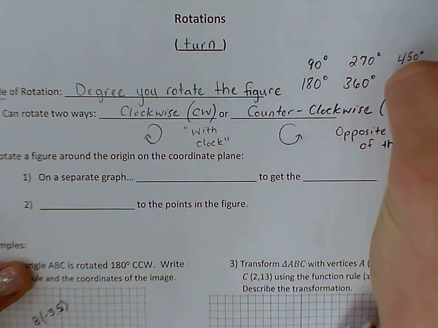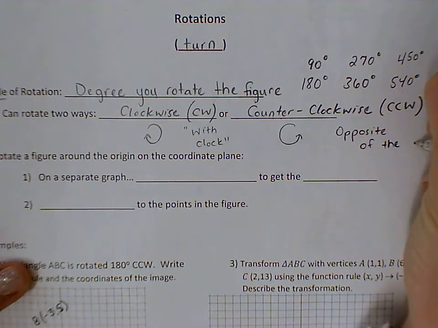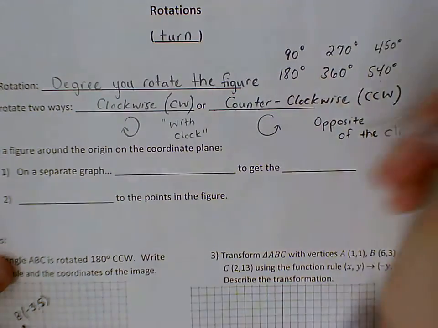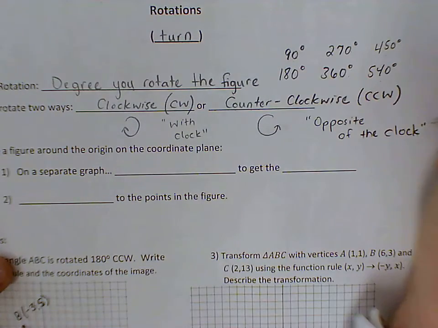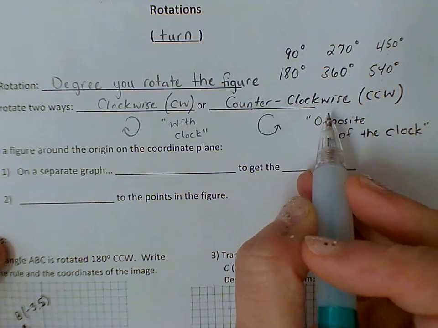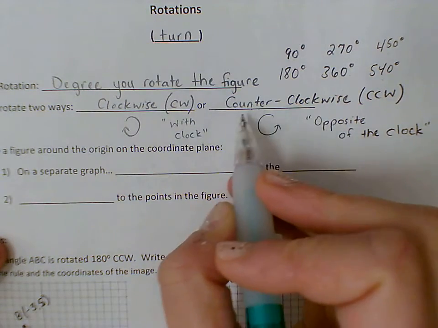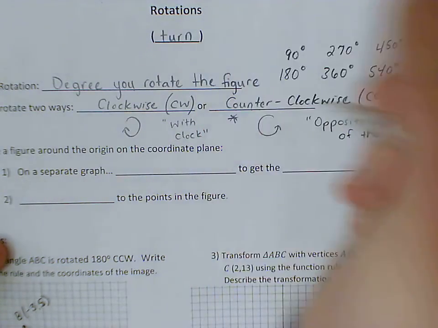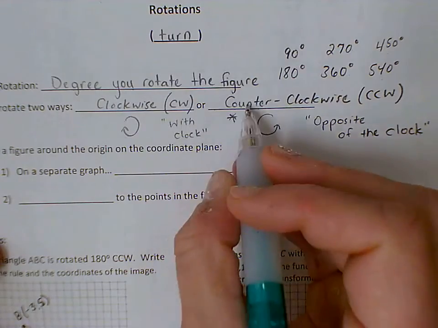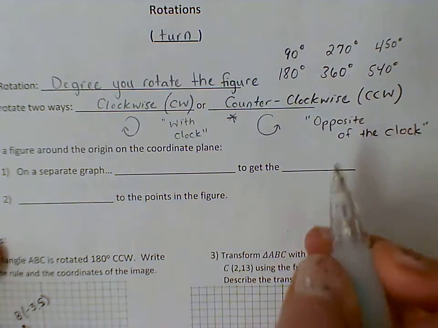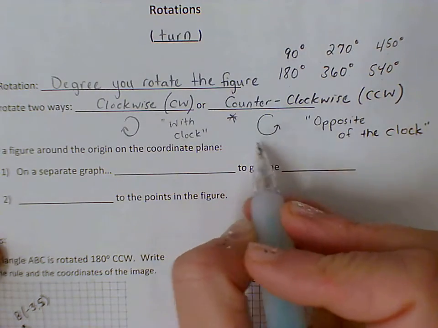And now, usually in these problems, it will tell you which way to turn the figure. It's going to have to tell you whether to rotate it clockwise or counterclockwise. But if it does not mention it, then the default, the way that you should be rotating it, is counterclockwise. So maybe put a little star by counterclockwise so you can remember that if they don't tell you which way to rotate it, then just make sure you're rotating counterclockwise, which would be the opposite of the clock.